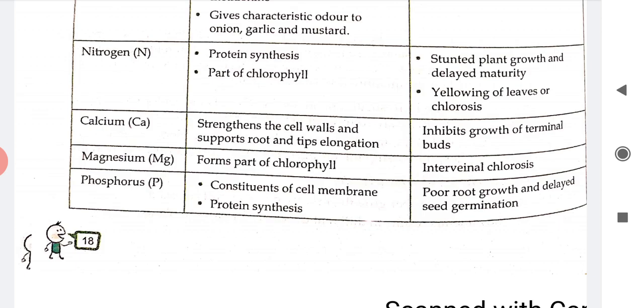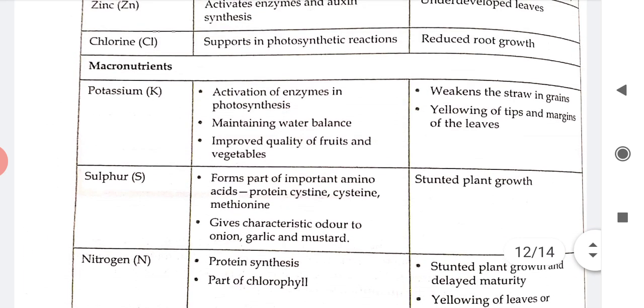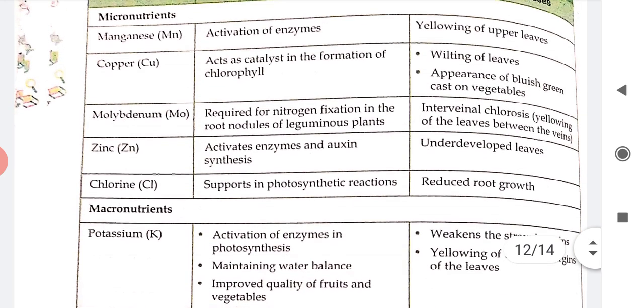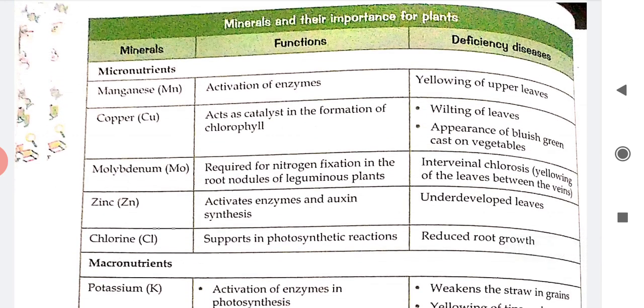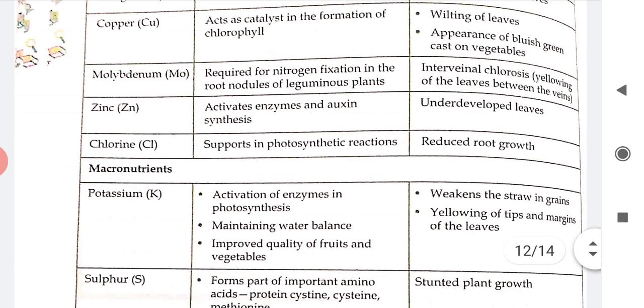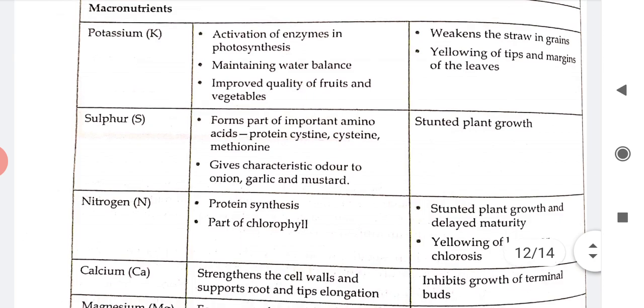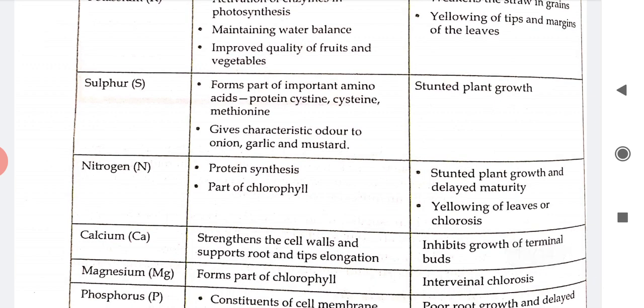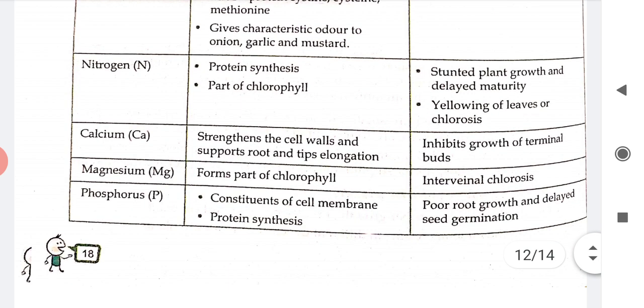Okay, so these all are the macronutrients. And the micronutrients were manganese, copper, molybdenum, zinc and chlorine. In macronutrients, we have potassium, sulfur, nitrogen, calcium, magnesium, phosphorus. Okay, here we have completed our chapter and now we will go through the exercise of the chapter.